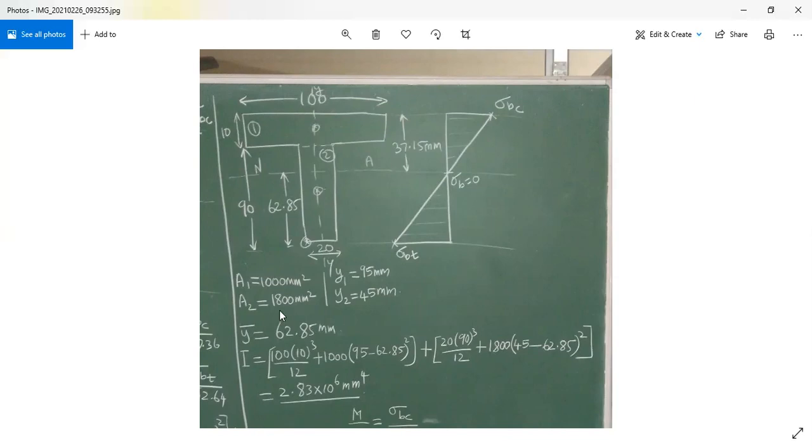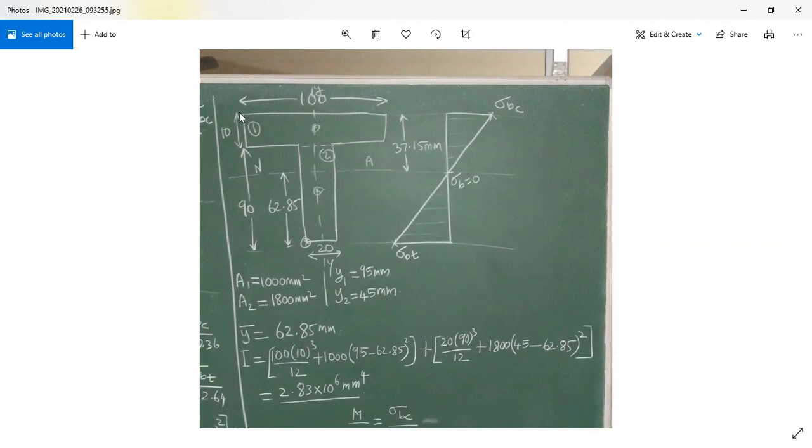A1 is 100 into 10, A2 is 90 into 20, 1800 mm square. Y1 is the vertical distance from the reference point to the individual section centroid. So from here to here is Y1, and from here to here is Y2. So y bar is sigma AY divided by sigma A, that is A1 Y1 plus A2 Y2 divided by A1 plus A2. You get y bar to be 62.85 millimeter above the reference point. So this is the location of the x axis or neutral axis.